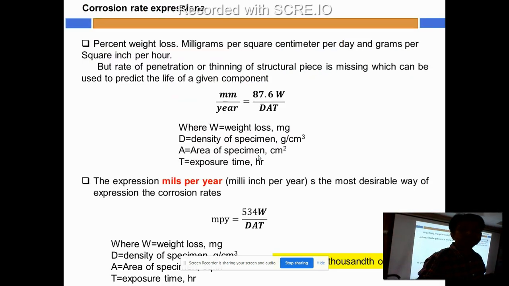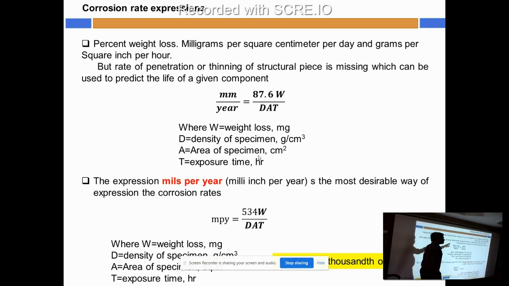Okay, so these are the expressions. Weight loss: when corrosion happens, there will be some weight loss, because electrons are lost. Electrons are charged species and have some mass, so when I lose electrons, I lose some mass. Mass loss or weight loss, I represent in terms of mm per year. Why mm per year? Because corrosion is a slow process. You can estimate the corrosion rates to be slow, but if you neglect them, it will create disturbance and damage. So always in terms of mm per year.